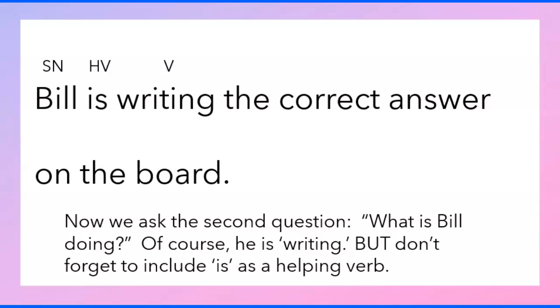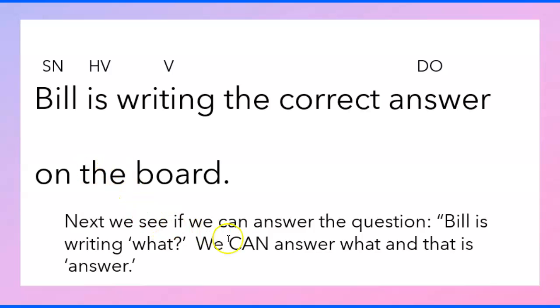But don't forget to include the helping verb for is. Remember words like is, are, was, were. Those are helping verbs sometimes. And so is is a helping verb and writing is the main verb. Now we're going to move on and ask that what question. Bill is writing what? And if we can answer that, then we have a direct object. The answer is answer. So we're going to put DO above answer.